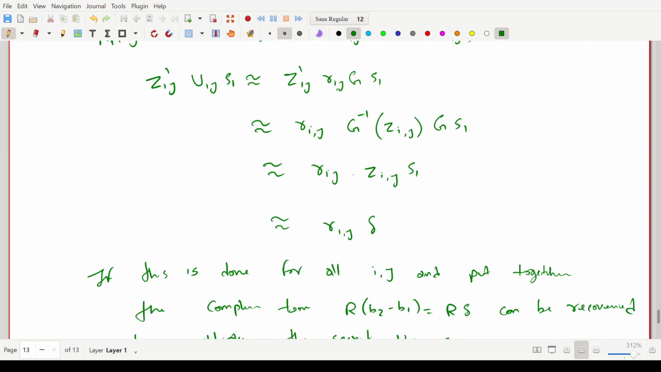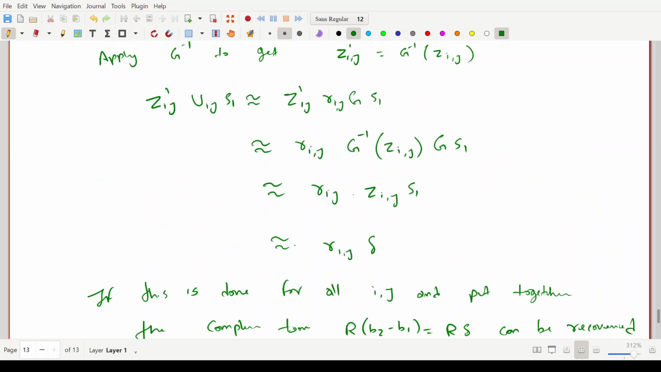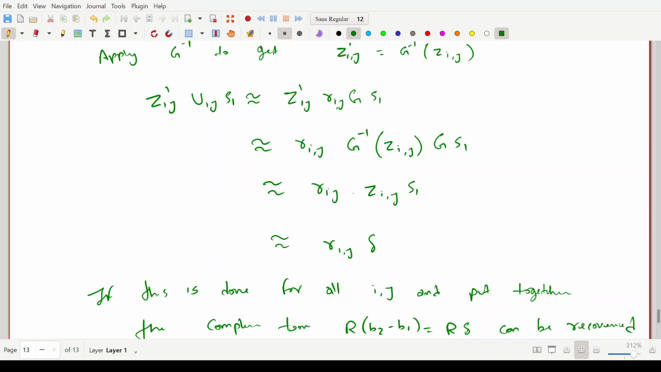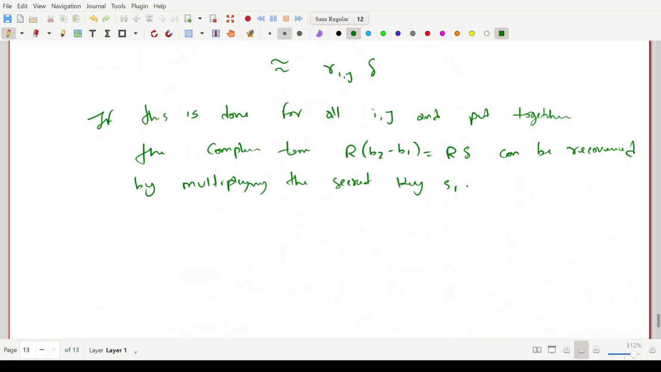You see, I just did one. So for each element I was multiplying s1 with that, but I observed that I am getting this delta. I am able to get this delta. So if this is done for all ij and put together, the complete term, your delta can be recovered without the knowledge of your secret keys. Okay. So fortunately this is exactly what we want.